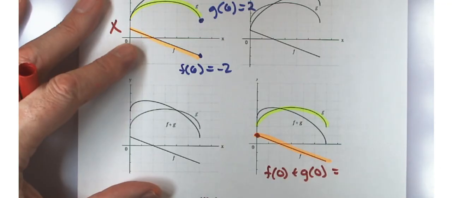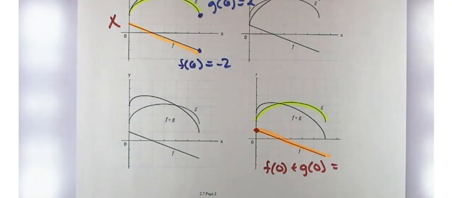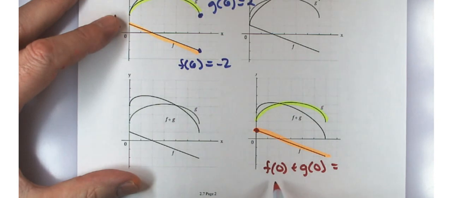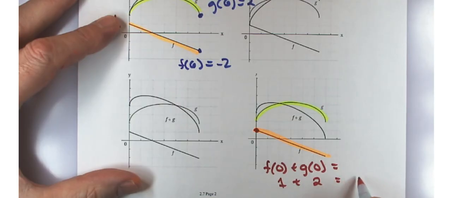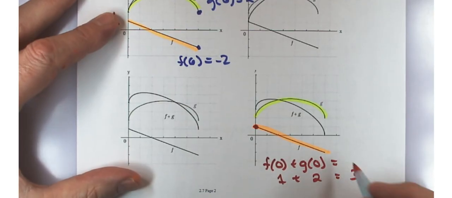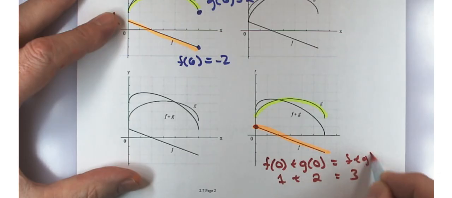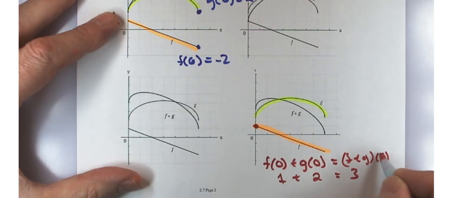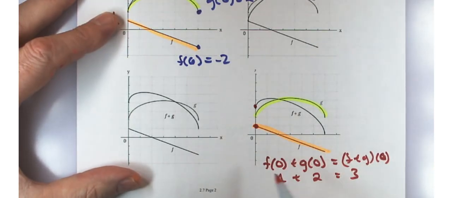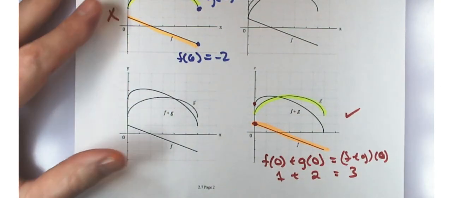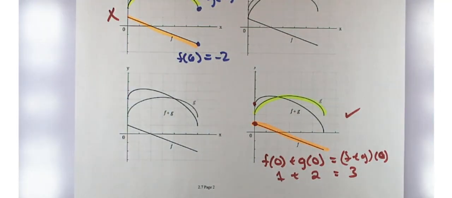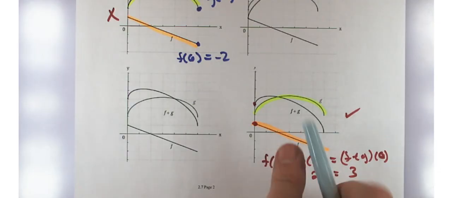Well, f of 0, Ethan, what would f of 0 be, please? 1. Good, and g of 0 is 2. So I should get a total of 3 for f plus g of 0. Is that where we're at on the graph? Yeah, that looks pretty good. So I'd say that one's the winner. You could check some more points to your satisfaction, but this one is the winner.